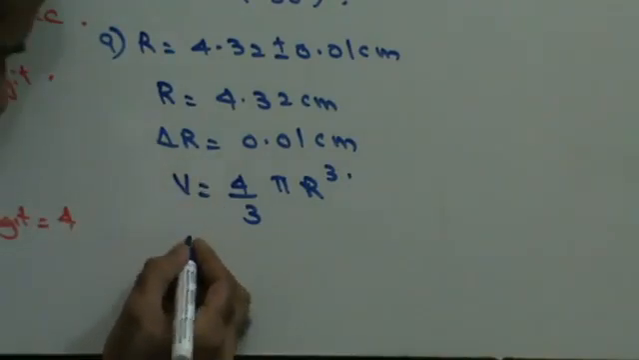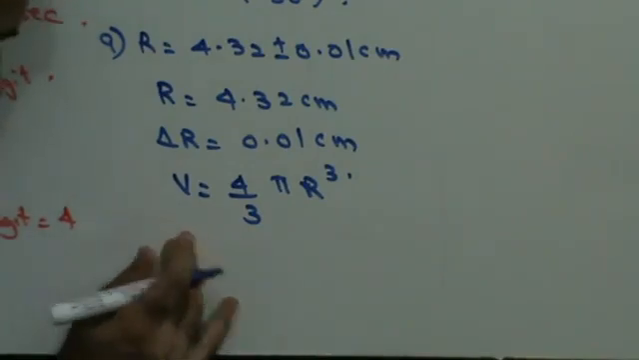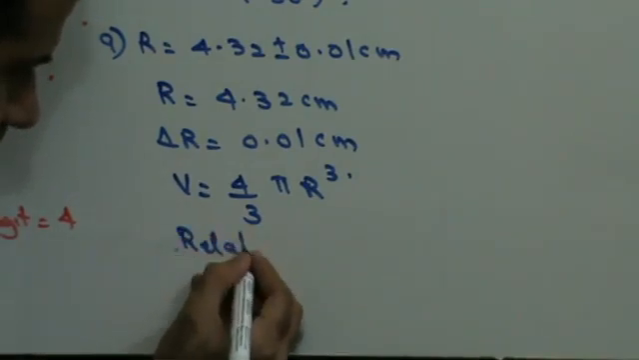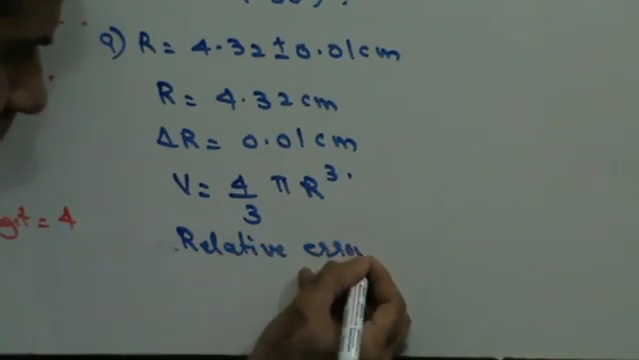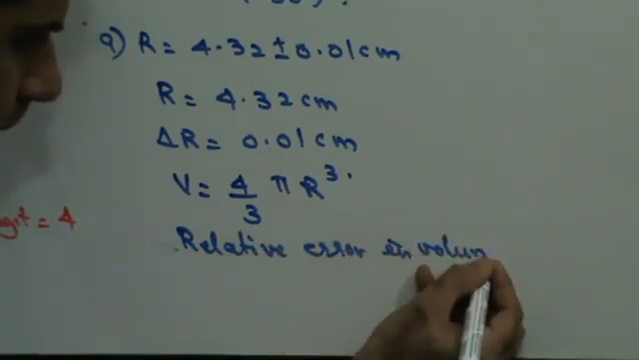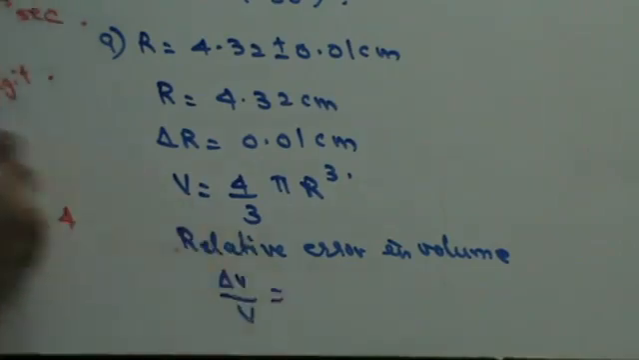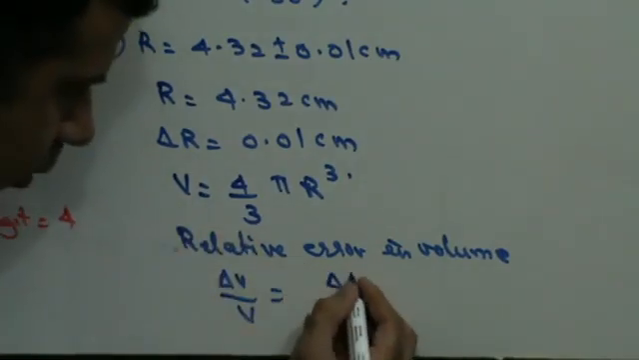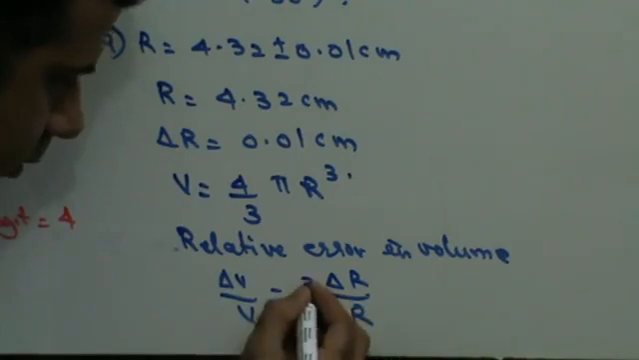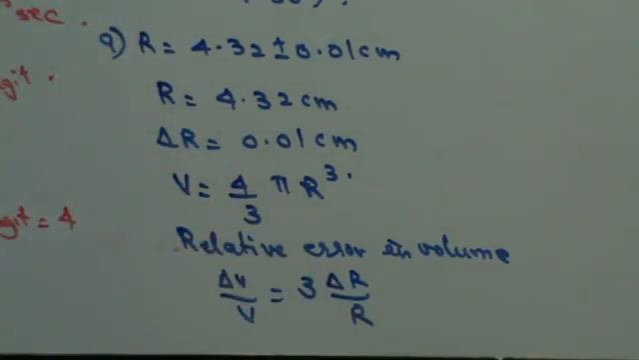So the relative error in volume, that is delta V upon V, is going to be delta R upon R, 3 times. Why 3 times? Because this is R cube. Once I have this, you know delta R, you know R, you can substitute and get the value of relative error. Once you have the relative error, you can find the percentage error. Percentage error is nothing but relative error multiplied by 100.